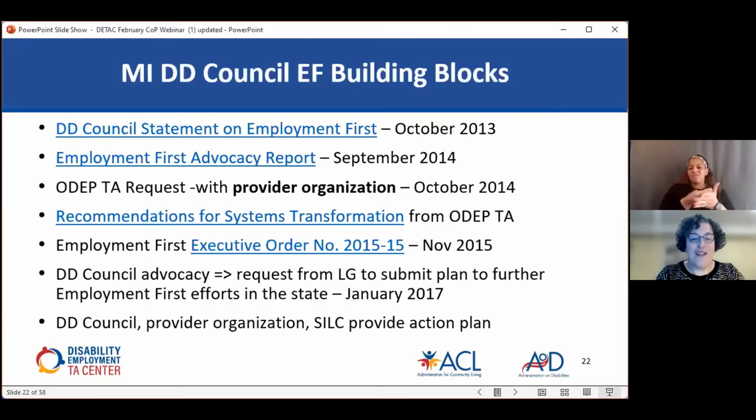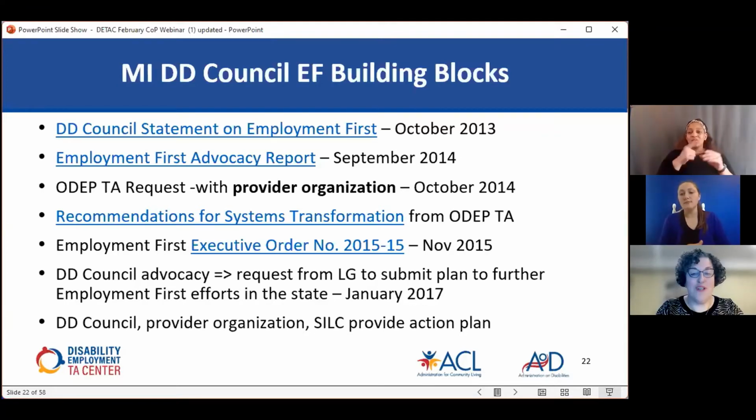As part of the allocated funds, the DD Council was contracted with consultants to provide technical assistance in a number of areas to further the employment first priority. One of the areas that they funded was an initiative to co-create innovative contract and purchasing strategies to achieve competitive integrated employment outcomes as part of our employment first rate restructuring focus. Next slide.